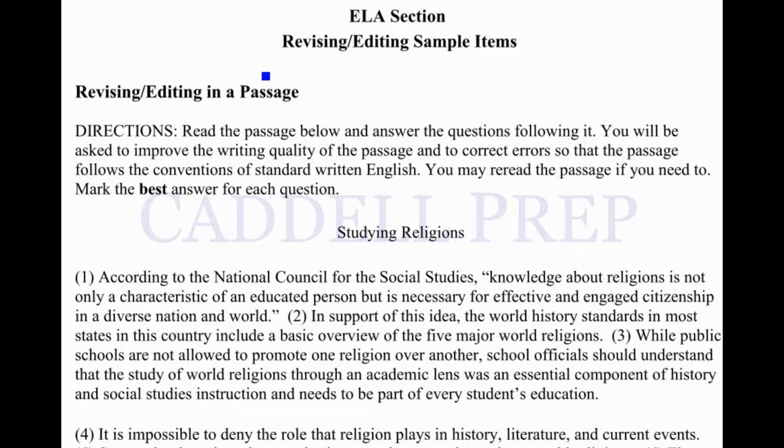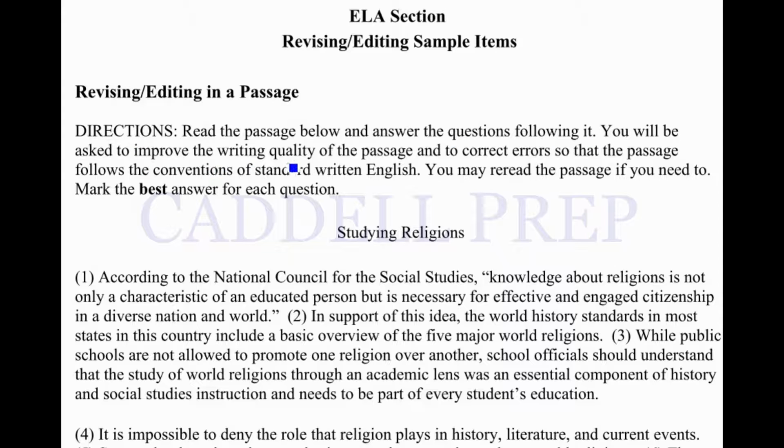This lesson will be an overview of the ELA section on the SHSAT. Alright, so let's take a look at the revising or editing type questions. So let's read the directions now. This way on the test we could save some time and not have to read it. So read the passage below and answer the questions following it.